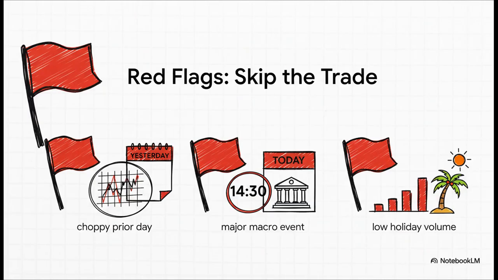So, what are the big red flags? When do you just walk away? Well, if the day before was messy, showing signs of big players either selling off or buying up positions instead of a clean trend, just skip it. If there's a huge event like a Fed announcement later in the day, that can throw everything off. And if the volume is super light, maybe because of a holiday, the moves just aren't trustworthy. If you see any of these, it's a no-go.